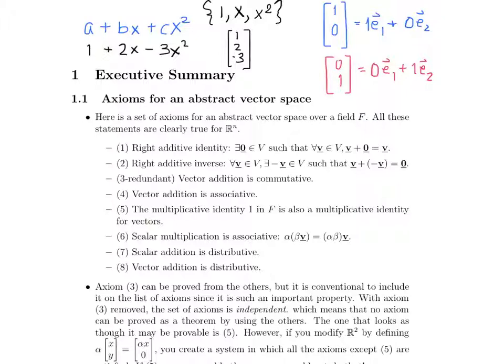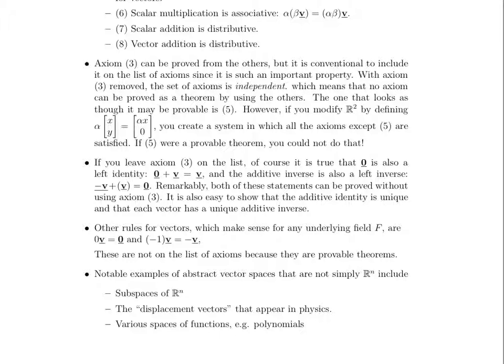Let's scroll down here. If you leave axiom 3 on the list, commutativity of addition, then it's true that 0 is also a left identity, and that the additive inverse is also a left inverse, but remarkably both of those statements can actually be proved without using axiom 3. And that's going to be the topic for your proof 19.1. You'll have to show that the right additive inverse is also a left, the right additive identity is also a left, and then commutativity of addition are going to be the 3 proofs included in 19.1.